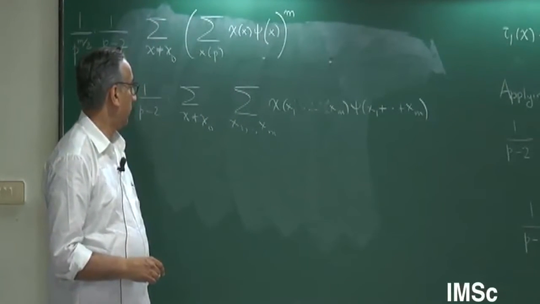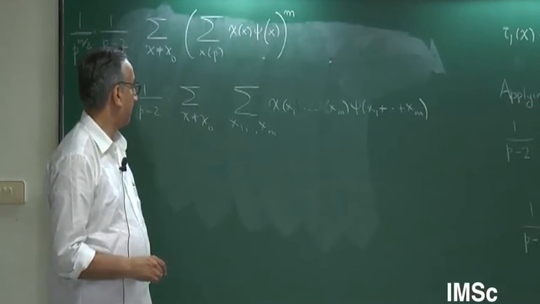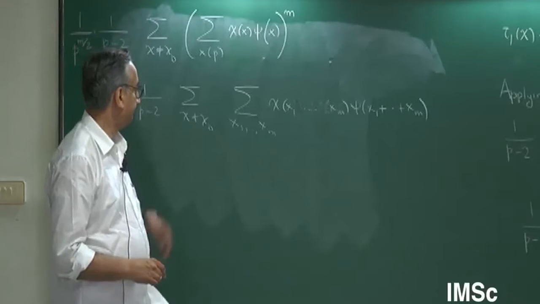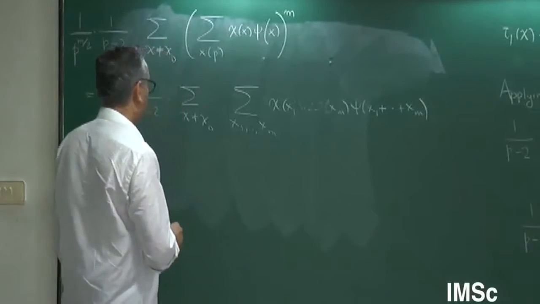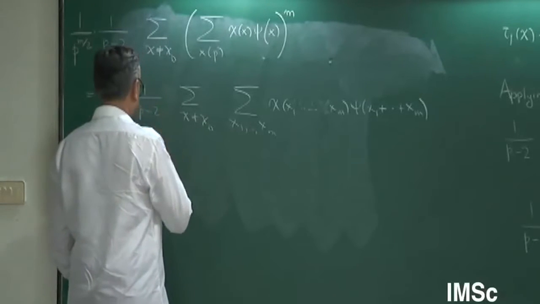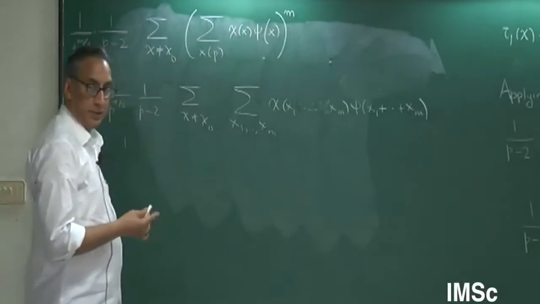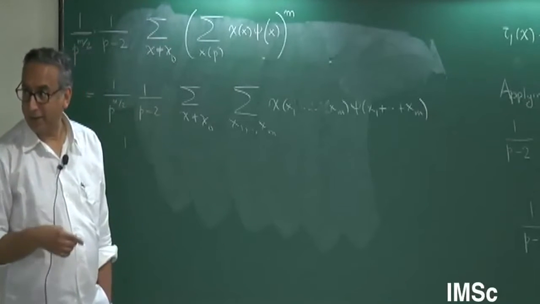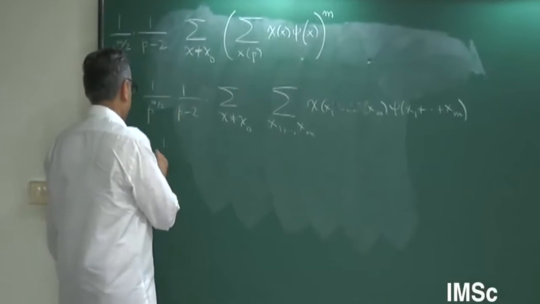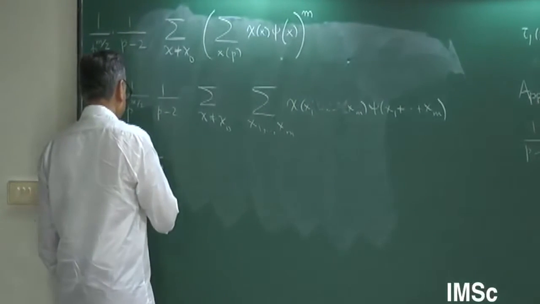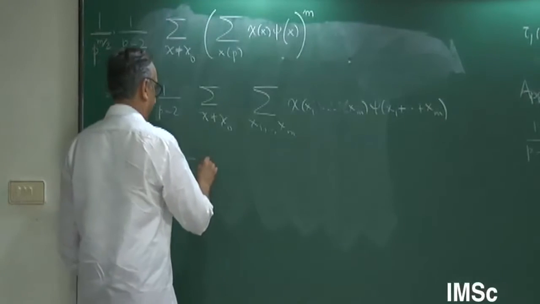And so now what we'd like to do is interchange summation. You have no choice when you see two sums, unless you want to be stuck. You have no choice, right? 1 over p to the m over 2. Of course, everything converges absolutely, so there's no problem here.